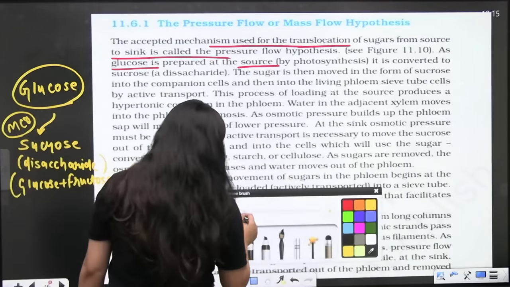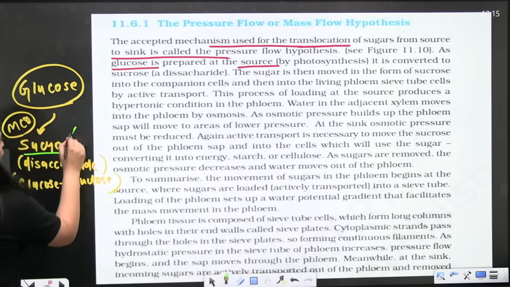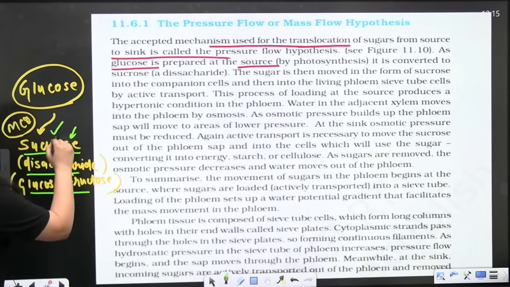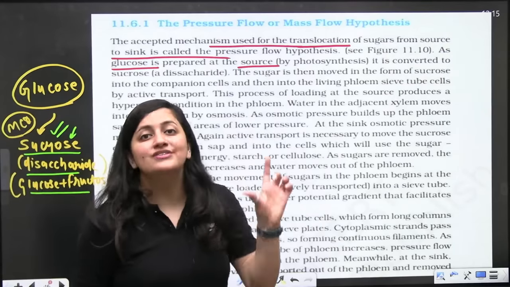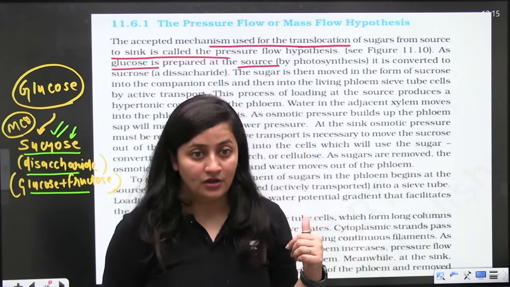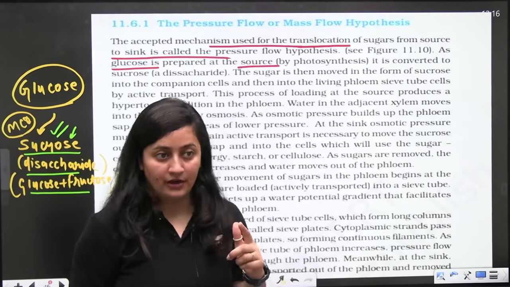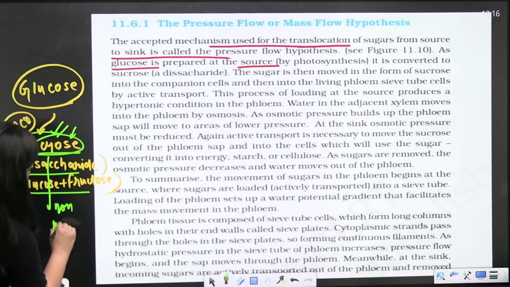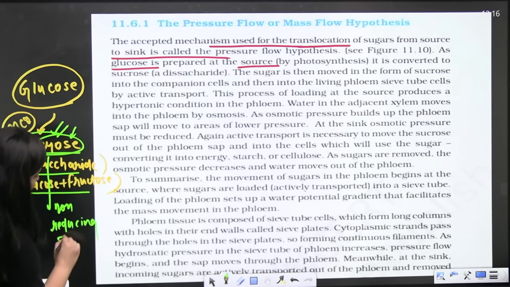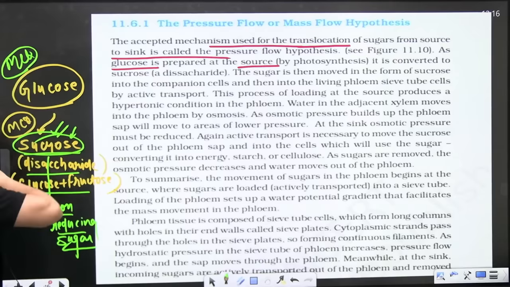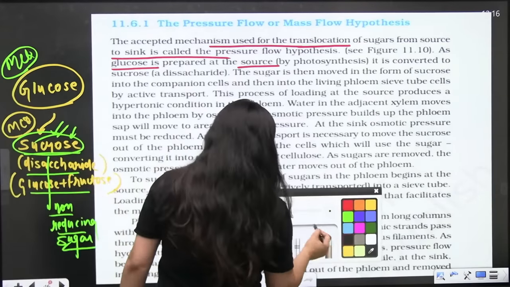And what is the other part? Sucrose, as I said, is a disaccharide, glucose plus fructose. Why? In the case of plants, the sucrose is translocated because it is a non-reducing sugar. Are you getting my point? It is a non-reducing sugar, it is not reactive. That is why it will be translocated. Again, important MCQ. Do mark it.